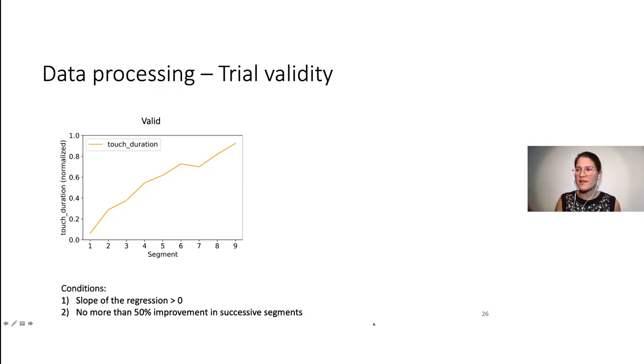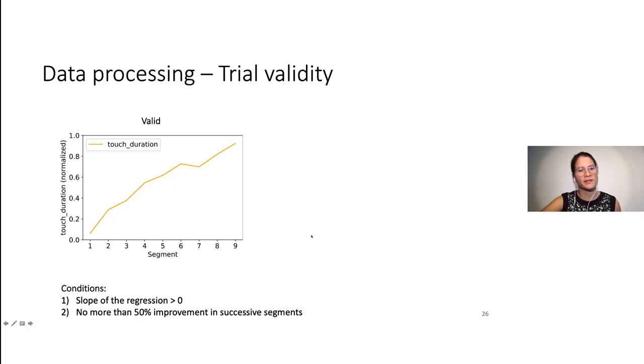So as time progresses in the tapping task, we expect that the touch duration is going to increase. If the touch duration is decreasing, we understand this as if the person is just improving while doing the task. That means the person did not start the task at maximal performance since the very beginning. The second condition is that we expect no more than 50% improvements during successive segments.